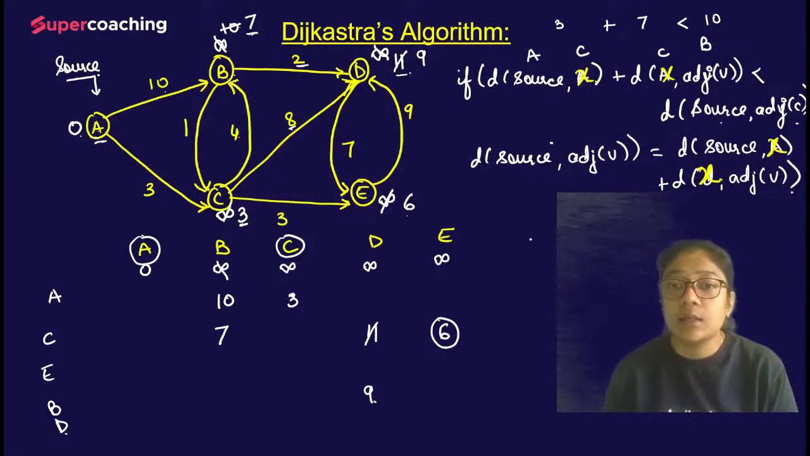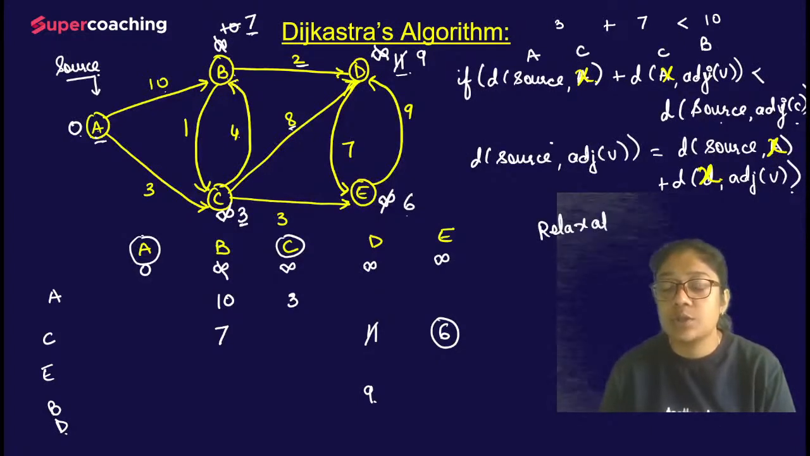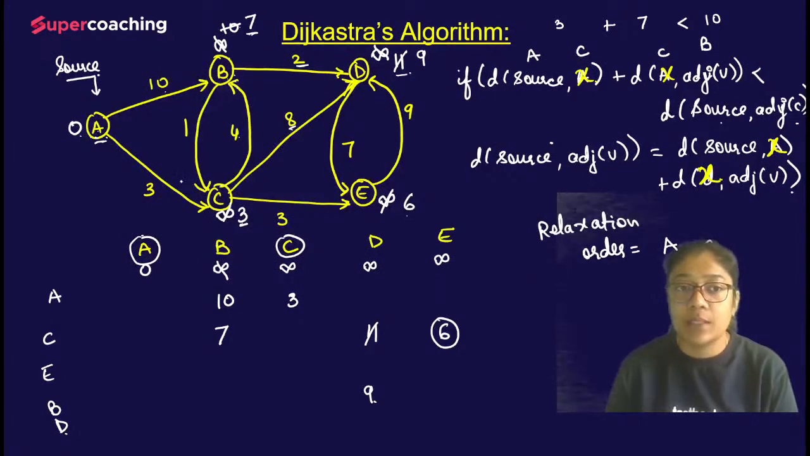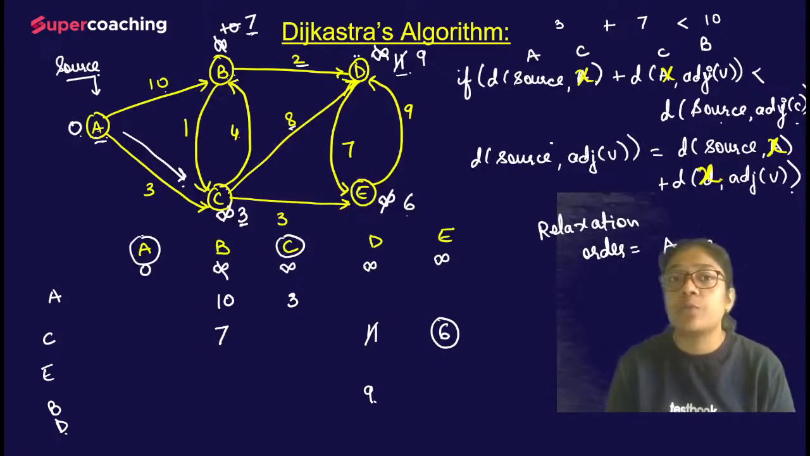This means that the relaxation order in this case is A. सबसे पहले A आया, then A to C. This path is discovered A to C, then C to B, and then there is C to E and B to D. So we have got the shortest values. Less than this is not possible. So relaxation order, if they're asking for the relaxation order, this is A, C, E, B, D.